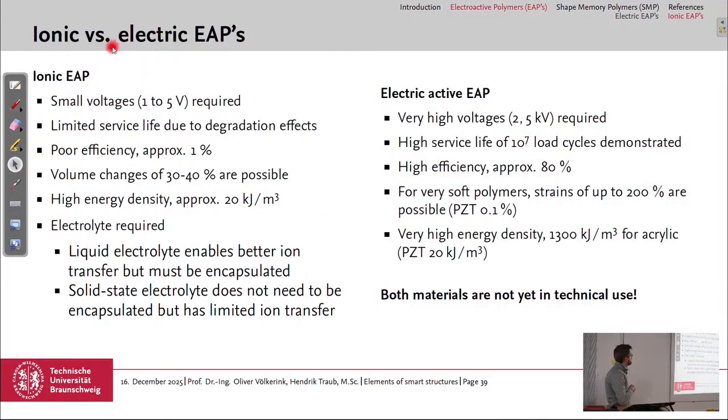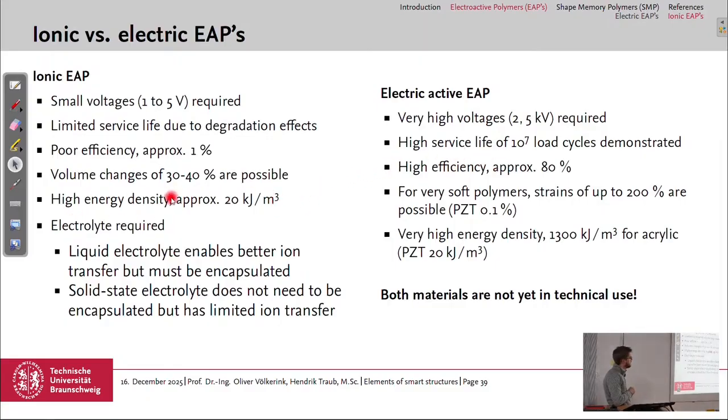If we compare ionic electroactive polymers to electric active polymers, we have here for the ionic ones small voltages, 1 to 5 volts, compared to very high voltages up to 2.5, again, not a comma but a point, 2.5 kilovolts. Here we have a limited service life due to degradation effects, and for the electroactive polymers a high service life up to 10 to the power of 7 load cycles. We do not have a good efficiency in the ionic EAPs, but a high efficiency. We still have hysteresis, but a higher efficiency here with electric EAPs.